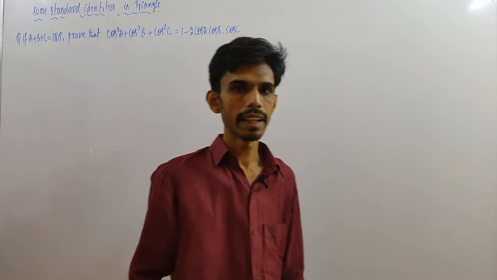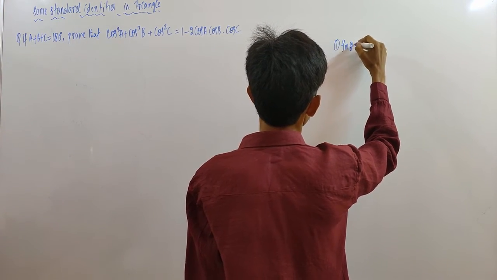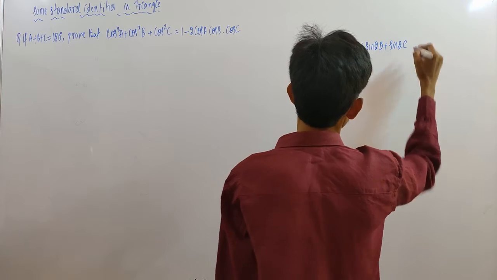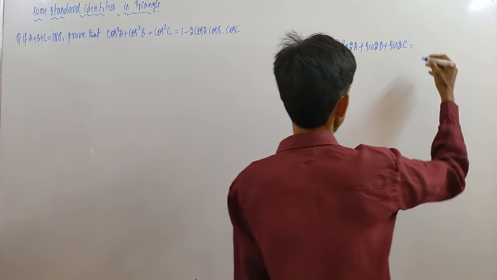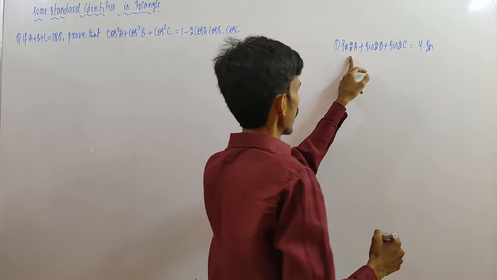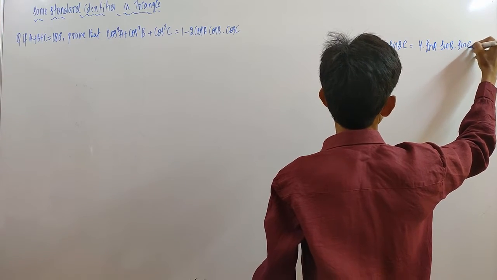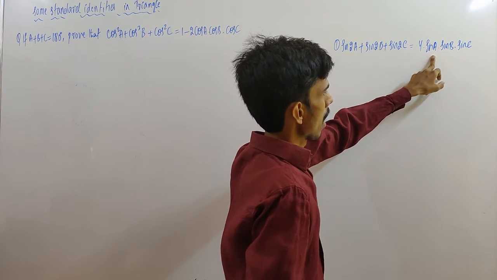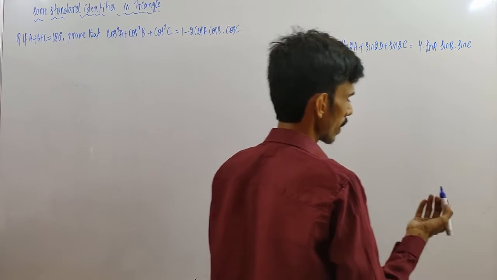Now let us recall the identities that we have derived. The first identity is sin 2A + sin 2B + sin 2C. Here we have a sum of sines, and here we will get a product of sines: 4 sin A sin B sin C. Since 2A is there, half of 2A is A, so we take 2A 2B 2C on the left and 1A 1B 1C on the right.